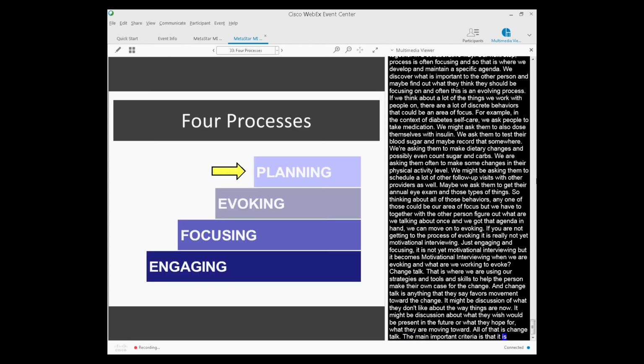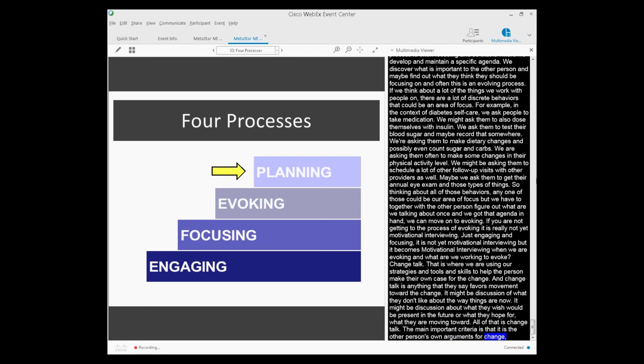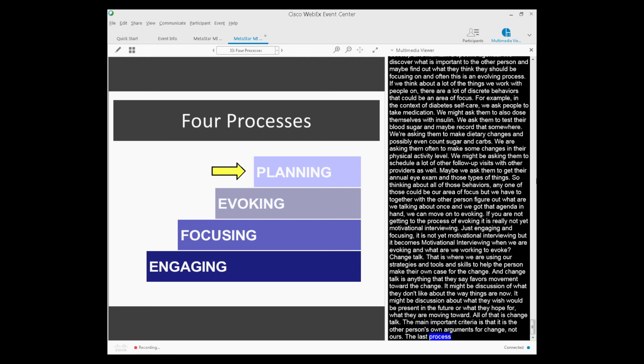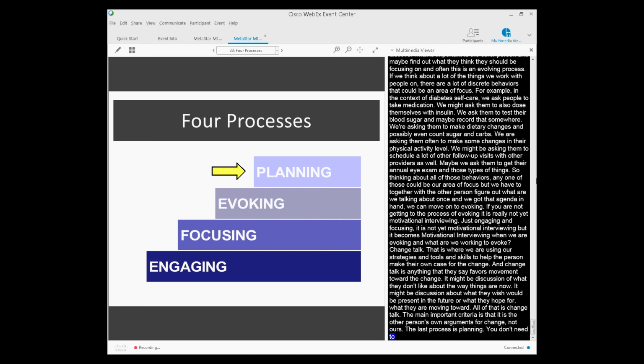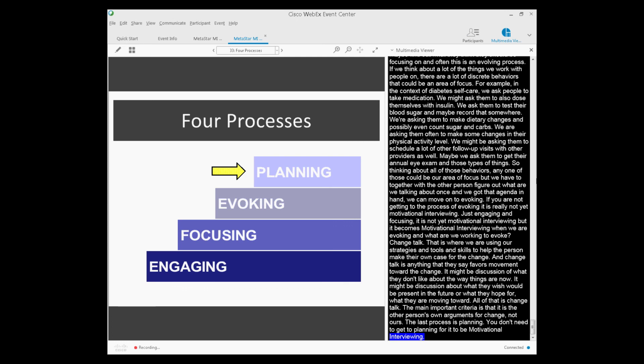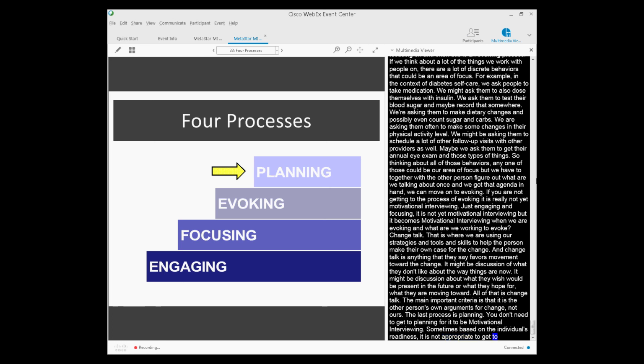And then the last process of our four is planning. You don't need to get to planning for it to be motivational interviewing. And sometimes, based on the individual's readiness, it's not appropriate to get to planning yet. So we might end a session without a plan in place.